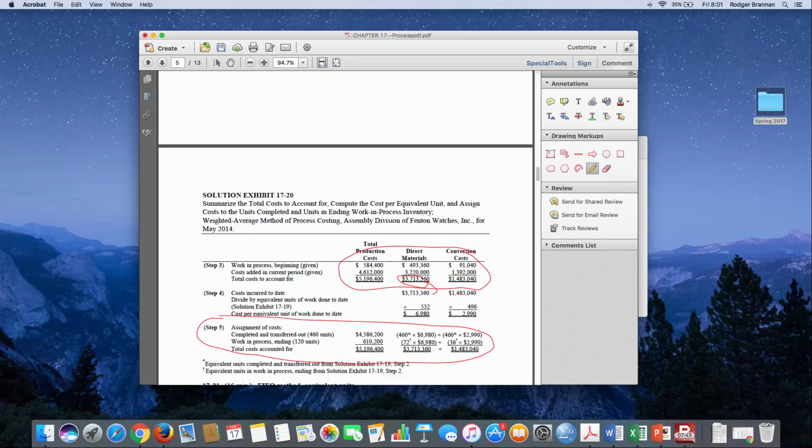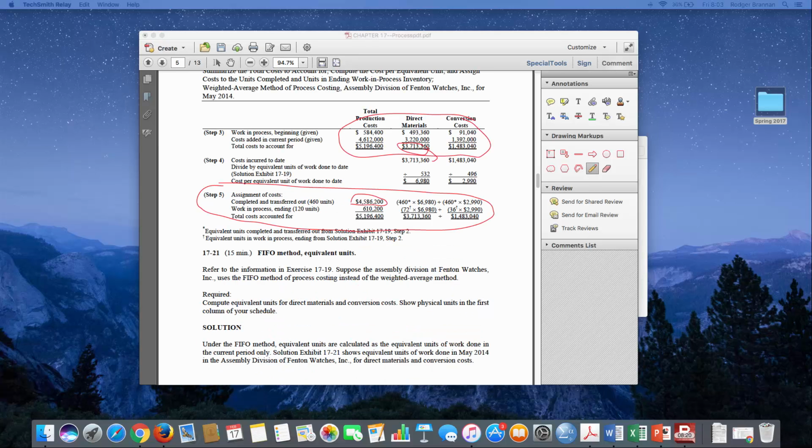I have 460 that were transferred out, so I take 690, 80, 2990. So I have $4,586,200 that I would debit to, let's say, finished goods, credit to work in process. Likewise, when I've done that, then my ending work in process should equal that amount. So I can prove that journal entry that I'm making to move things into finished goods. Likewise, I can prove, if I have to the auditor, the value of my ending work in process inventory.